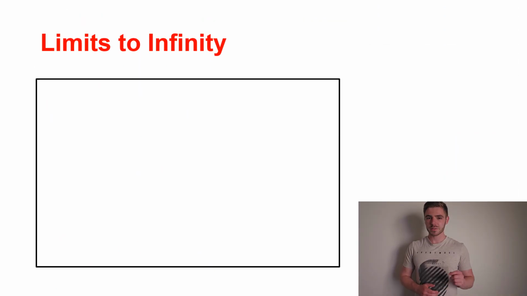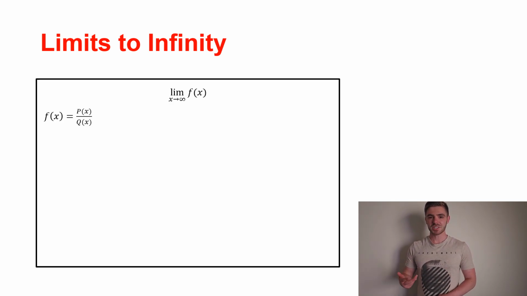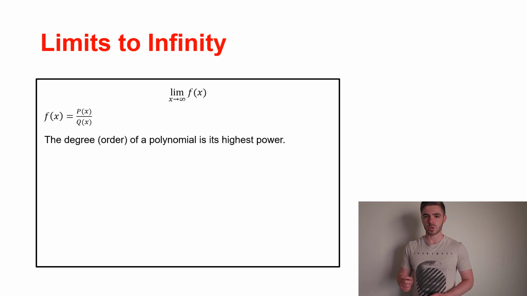Up until now, we've been looking at the case where the limit approaches a specific value. But how do we handle the case where the limit approaches infinity? There are a few properties worth mentioning first. Suppose we have a division of two polynomials. Each polynomial has a degree, or sometimes referred to as its order. The degree, or order, of a polynomial is its highest power. For example, this polynomial has a degree of 3 because 3 is its highest power.